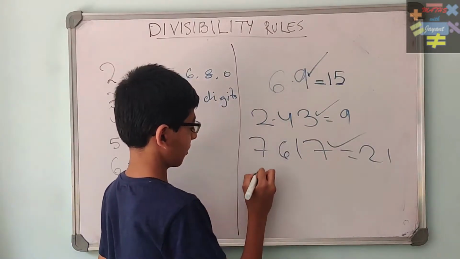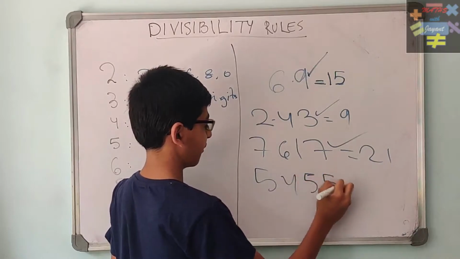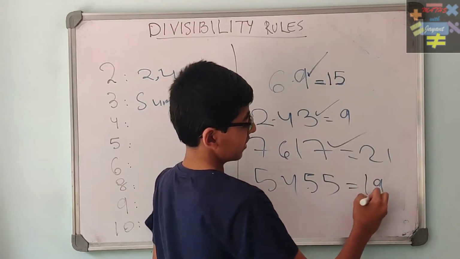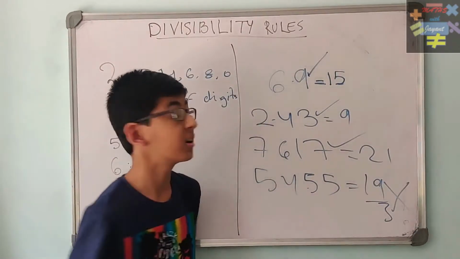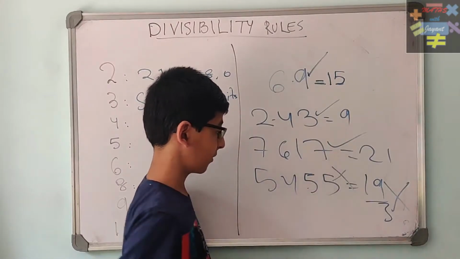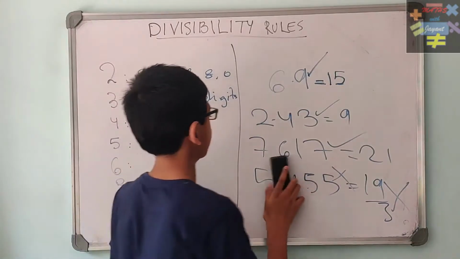Now let us just have a look at the last example. 5445. 5 plus 4 is 9, plus 4 is 13, plus 5 is 18. Wait, let us add as given: 5 plus 4 is 9, plus 5 is 14, plus 5 is 19. 19 is not perfectly divisible by 3. So this number will not be perfectly divisible by 3.